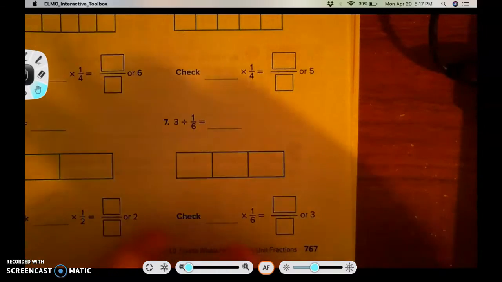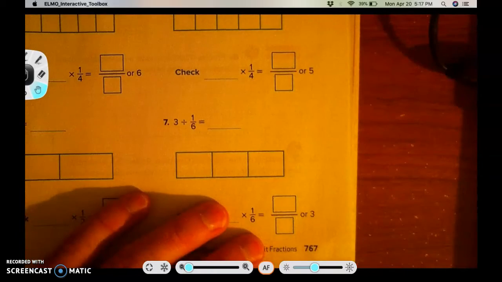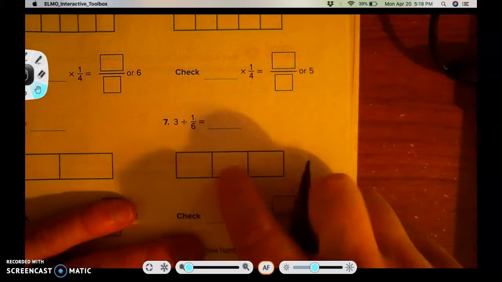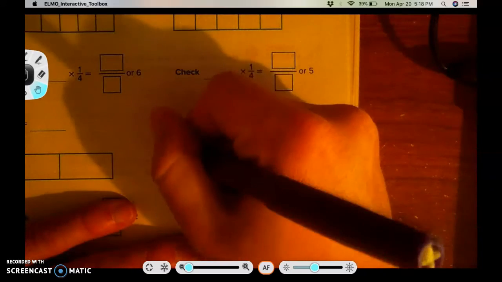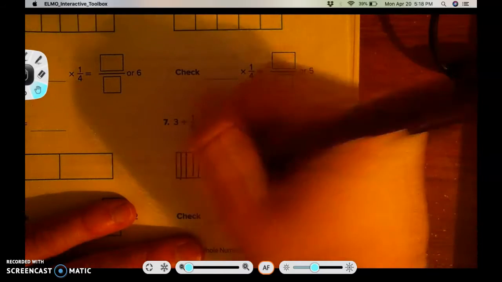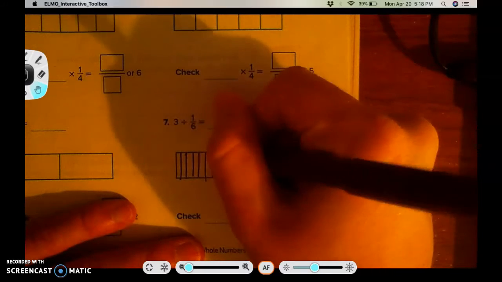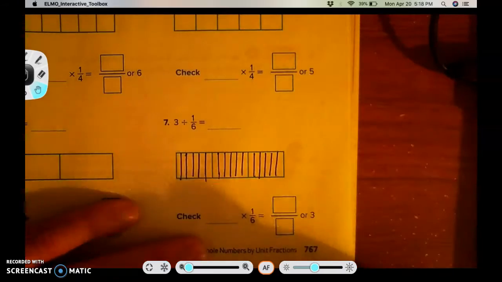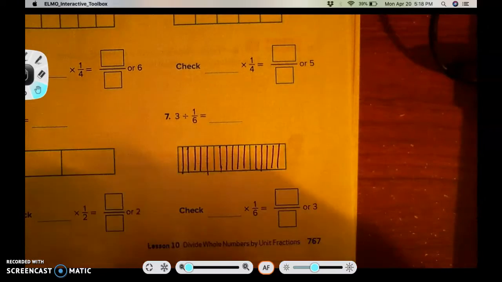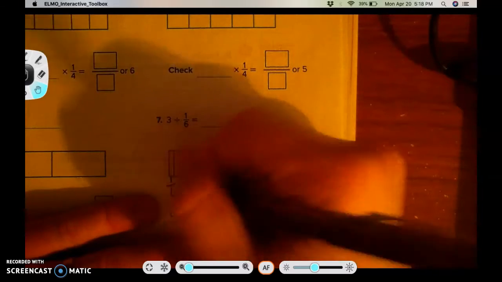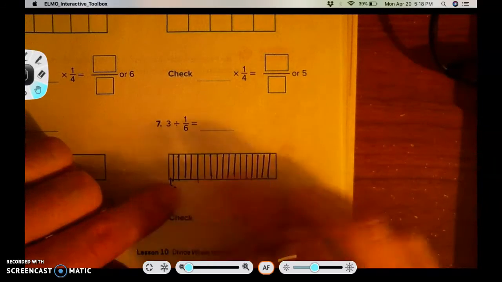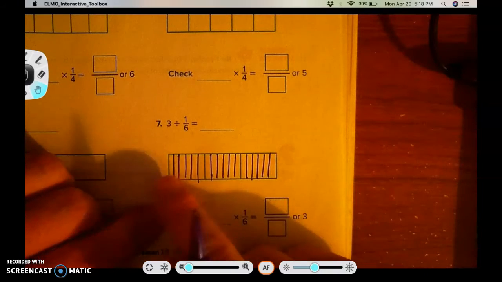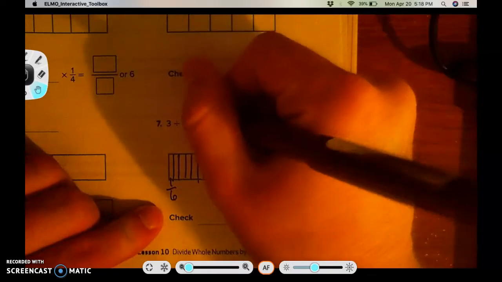Let's try number 7. 3 divided by 1/6. So again, I want to split my 3 wholes into sixths. 1, 2, 3, 4, 5, and 6 for each whole. So now each whole is broken up into sixths. How many sixths do I need to get 3 wholes? Or how many times do I need to take it to get 3 wholes? So I have 6, 12, 18.